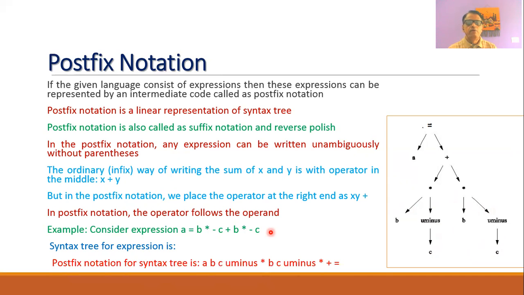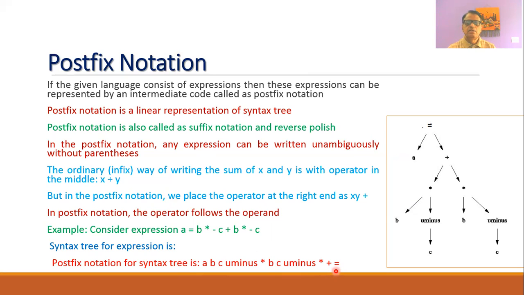And now whenever we want to write this syntax tree, it is possible that this syntax tree can be represented by a postfix notation. So postfix notation for this syntax tree can be written as A, B, C, unary minus, star, B, C, unary minus, star, followed by plus, followed by the assignment operator.